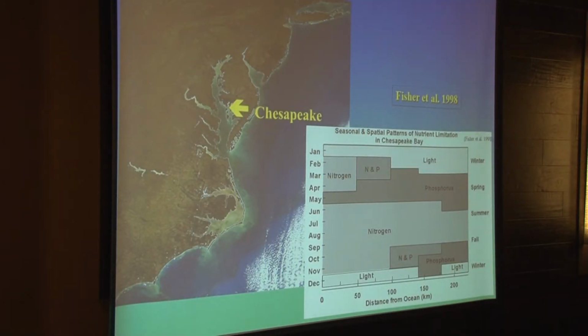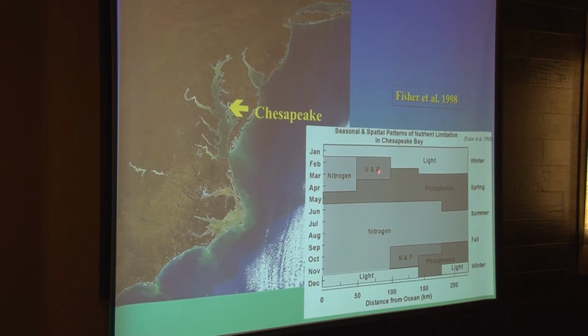Chesapeake Bay, this is data from Tom Fisher and his folks up there, where they look at nutrient limitation on a seasonal basis. And he has this very nice graph where you can see the different limitations that occur in this system along the axis of the bay, going from the ocean side out here near the inlet up to the headwaters here, and you can see that in wintertime, when light is poor, light tends to be the most limiting factor.